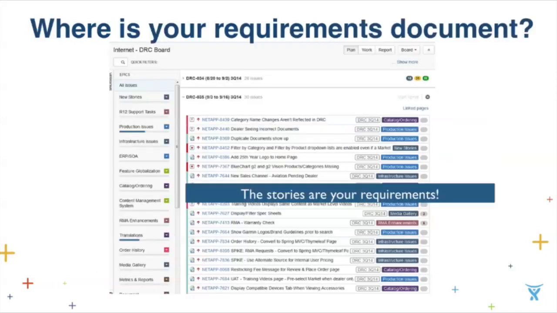So another question you probably hear a lot, where is your requirements document? That's a really easy one to answer. In Scrum, your stories are your requirements. So your requirements are going to constantly change, they're going to evolve, and they should, right? That's one of the benefits of Scrum. So you may have to get your business owners used to the idea that they're not going to have this big Word document to look at. They need to be comfortable going into JIRA or wherever you're monitoring your stories, being able to look and find the information they need.